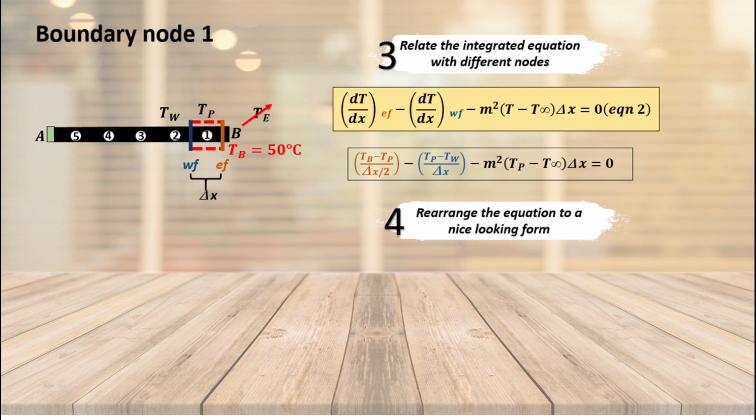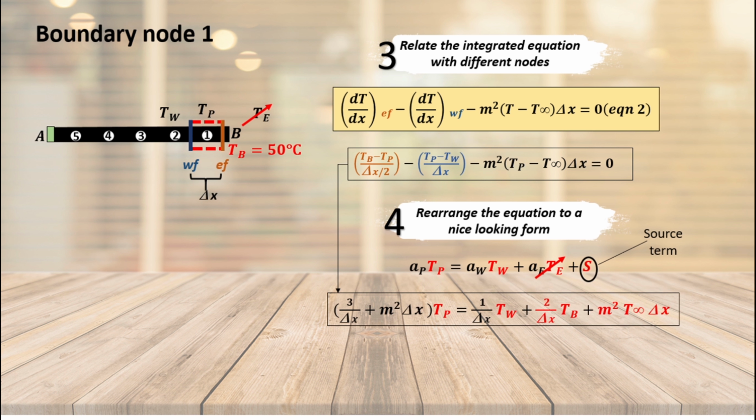Now we can rearrange this equation to our favorite nice looking form again. And we can automatically eliminate Te terms because there's no Te in this case. We still have our source term. After rearranging, this is what we got, where Tb is included in the source term.